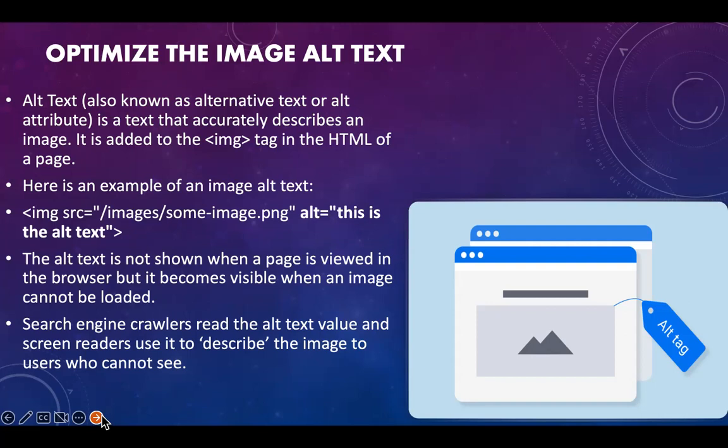This is the alt text. So you can actually optimize this. It's not shown when a page is viewed in the browser, but it becomes visible when an image cannot be loaded. The search engine crawlers read the alt text value, and screen readers use it to describe the image to users who cannot see it.